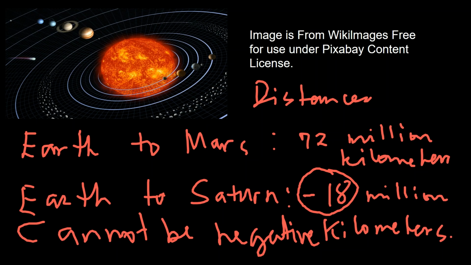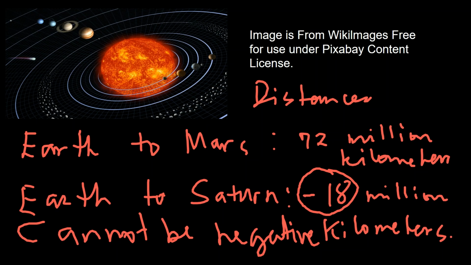Meaning to say, the answer negative 18 million kilometers is mathematically correct when we solve it, but scientifically, it is not valid, since when we're talking about distance, it should not be negative. It should always be positive. So that is where math and science clash together. You know what I mean?